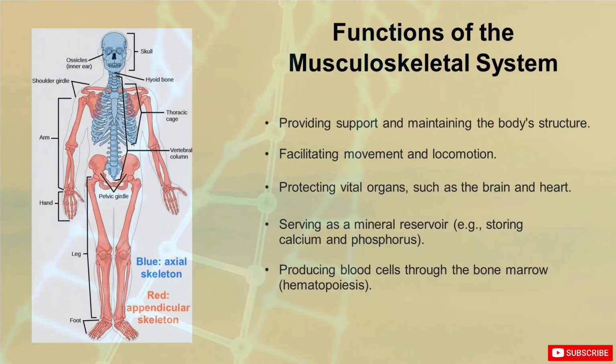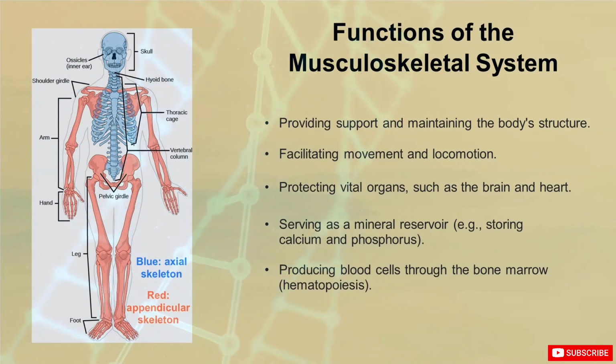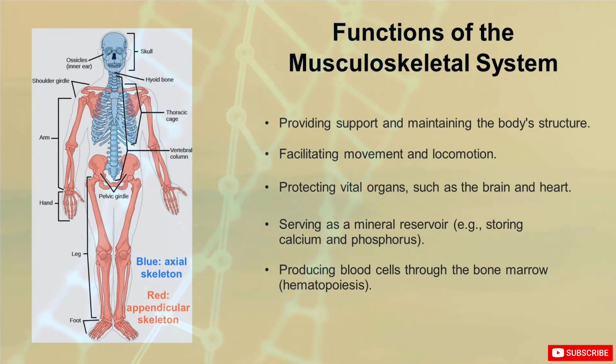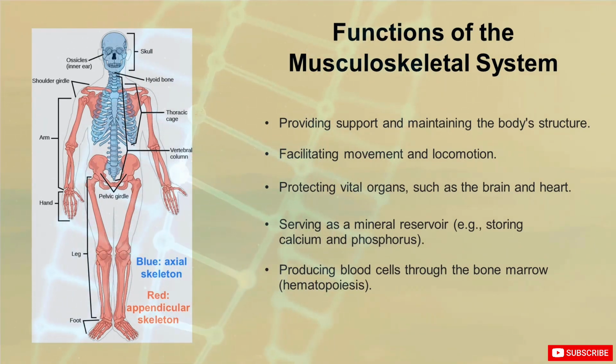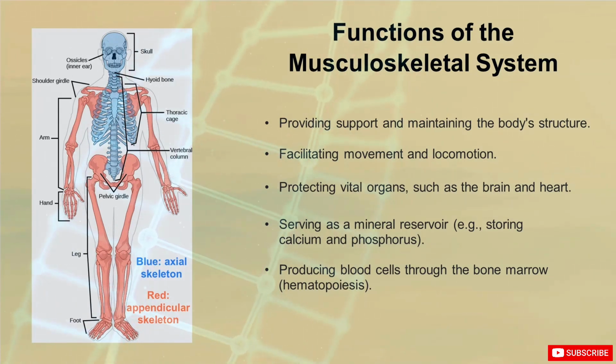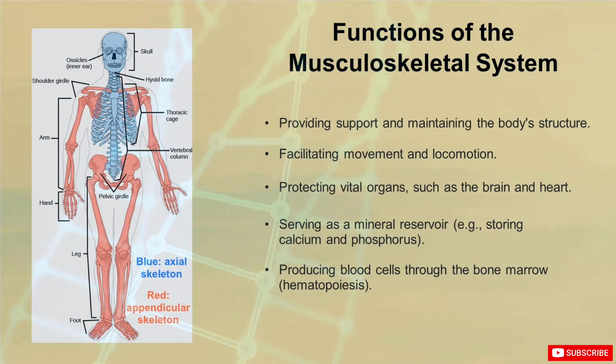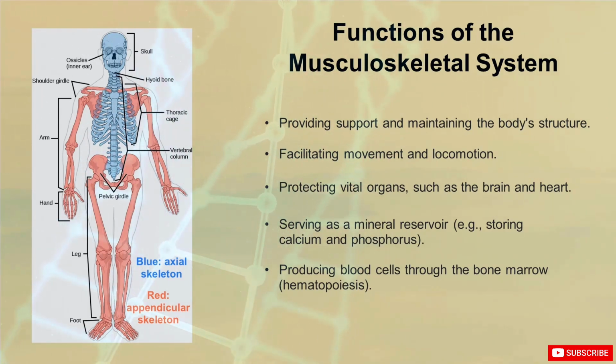Functions of the musculoskeletal system: providing support and maintaining the body's structure; facilitating movement and locomotion; protecting vital organs, such as the brain and heart; serving as a mineral reservoir, for example, storing calcium and phosphorus; and producing blood cells through the bone marrow, hematopoiesis.